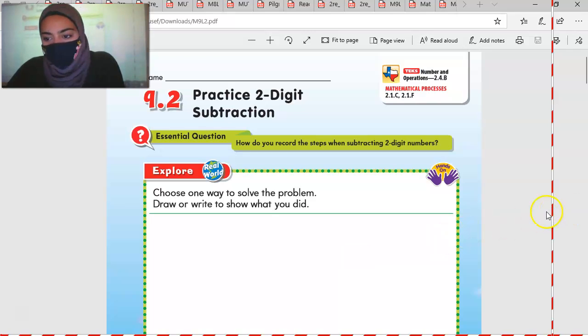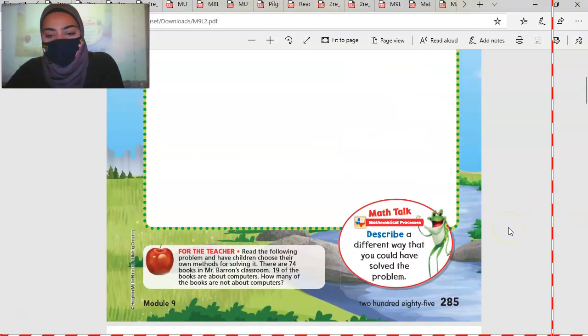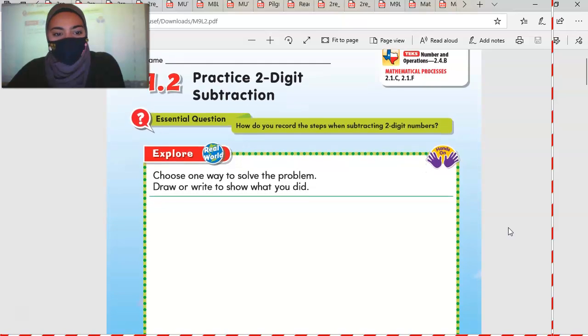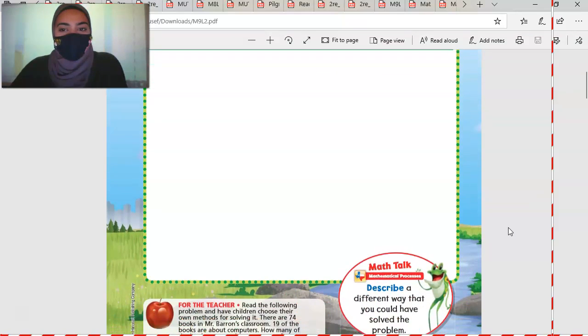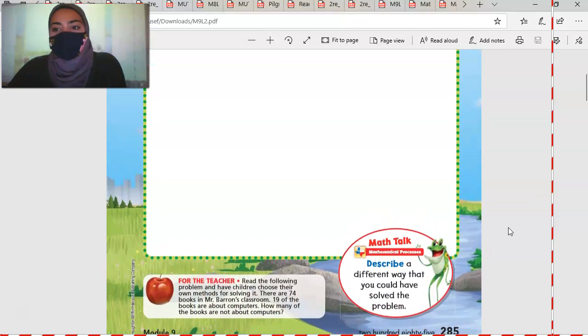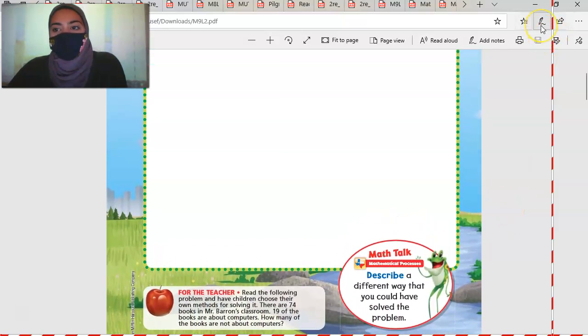All right, we are on page, what page is this, guys? Good, 285. Practice two-digit subtraction. Choose one way to solve the problem. Draw or write what you did. So we can either do it elevator, escalator, or you can do it with blocks. Let's do it elevator, escalator.